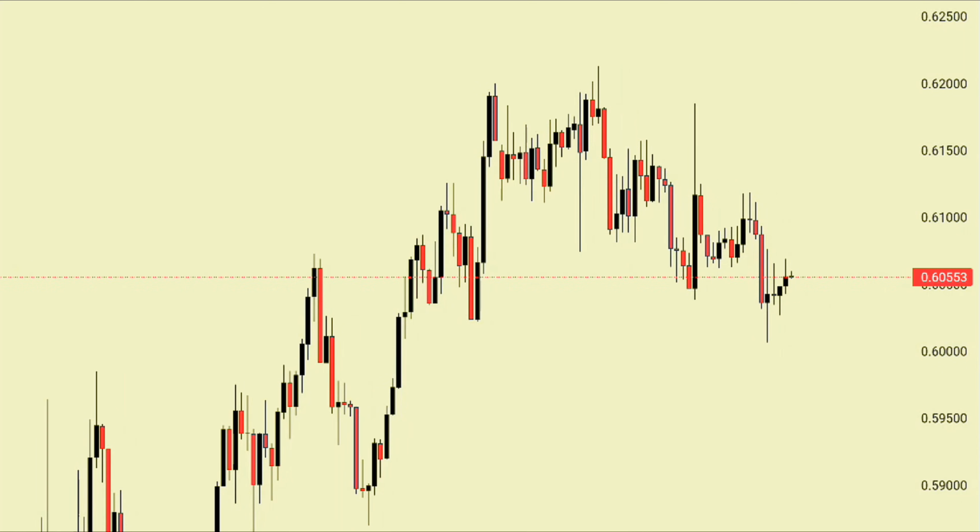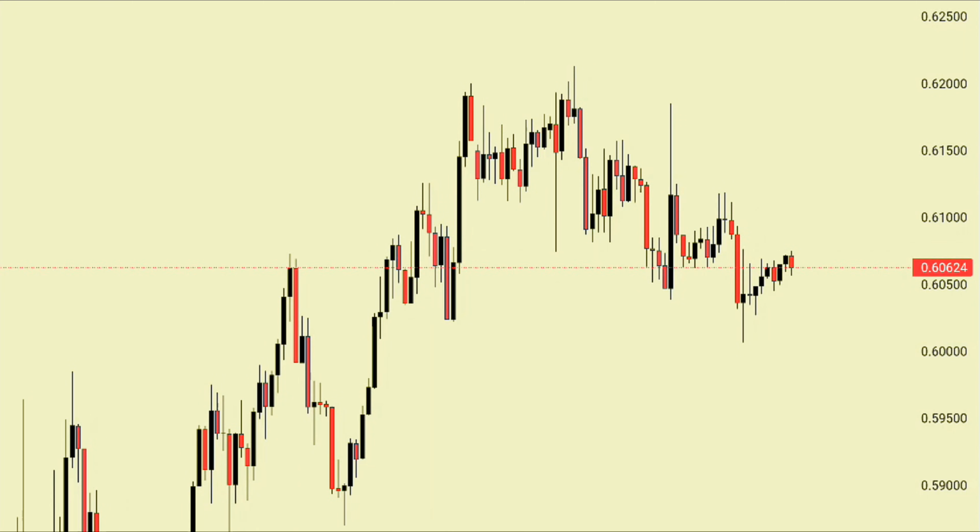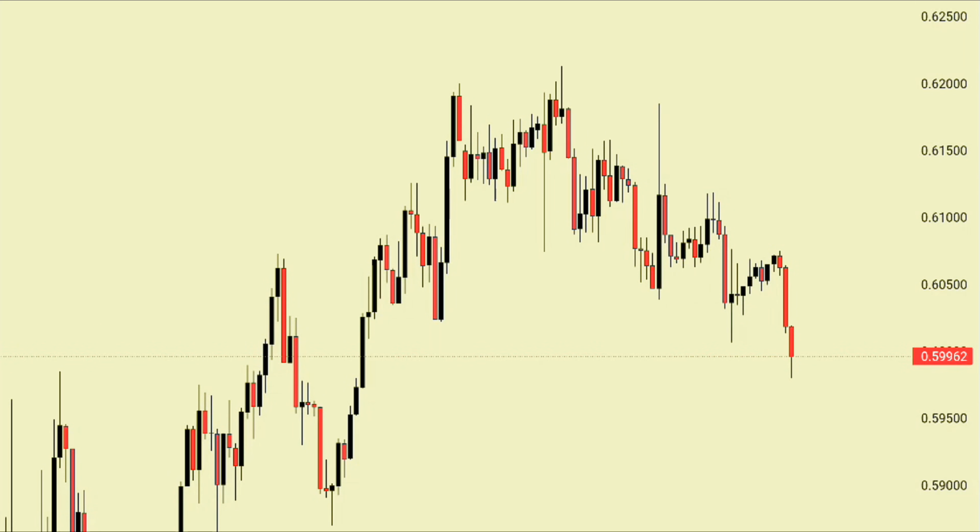I will walk you step by step through every marked area so you can clearly understand how institutional price moves and how to enter high-probability buy trades with confidence. Let us start with the first element on the chart.